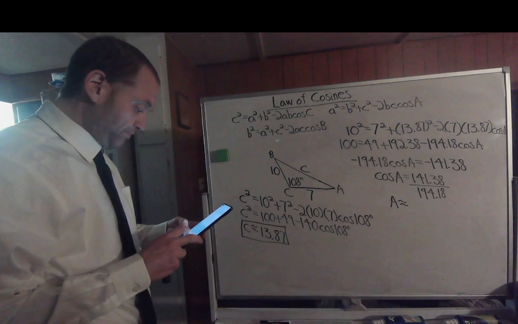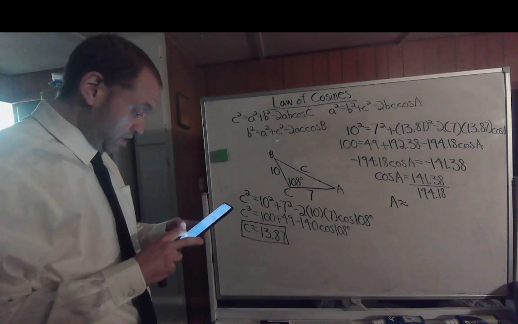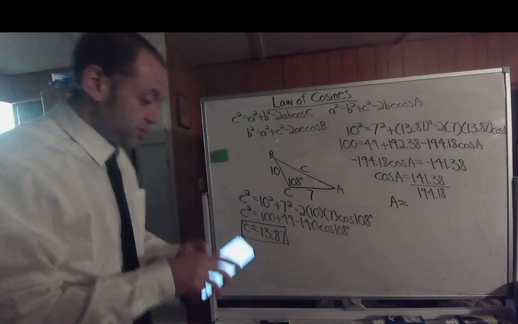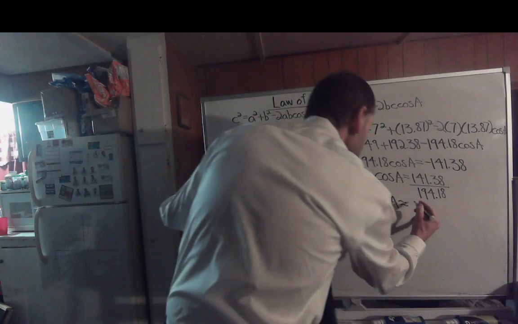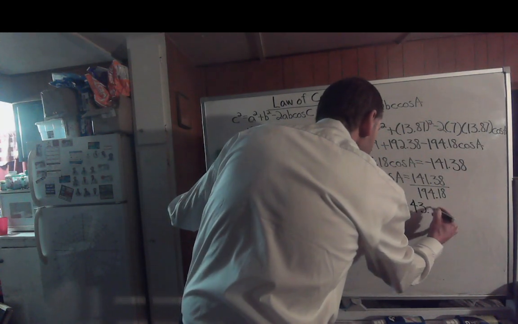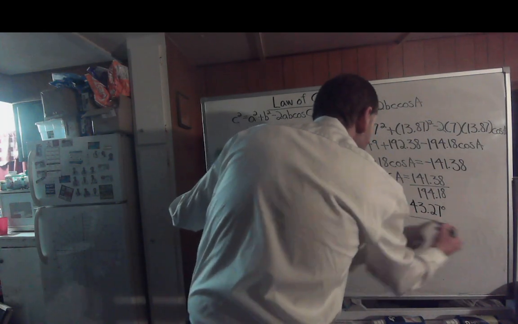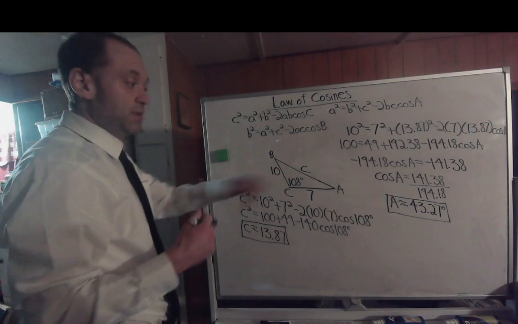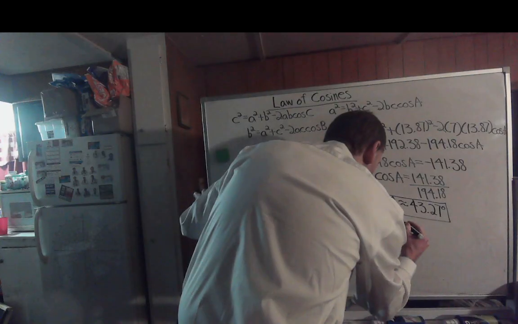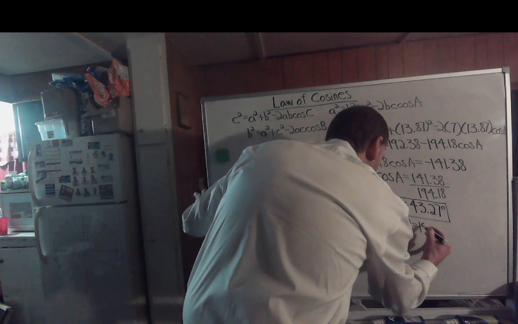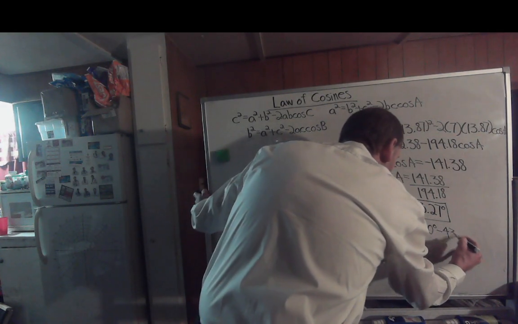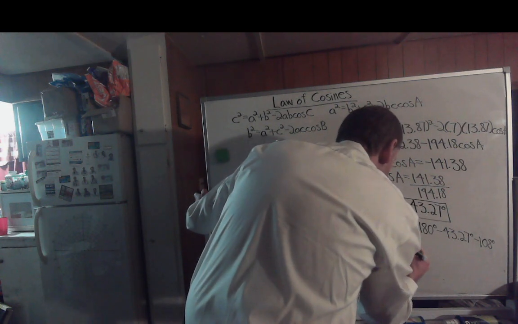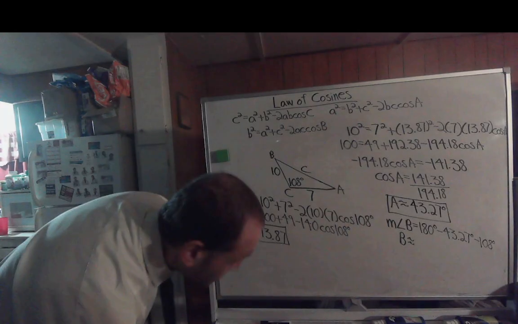Alright, so to 2 decimal places, angle A is approximately 43.27 degrees. So you get that angle A is approximately equal to 43.27 degrees. Now we can easily find B. Just take the difference of the other 2 angles from 180. So the measure of angle B would equal 180 degrees minus 43.27 degrees minus 108 degrees. And then we should be able to get a 2 decimal place approximation for B.